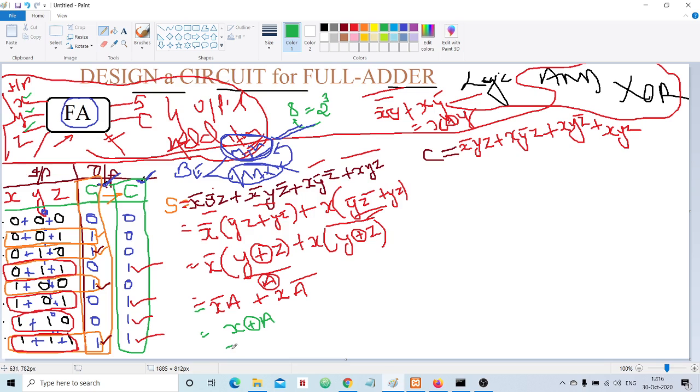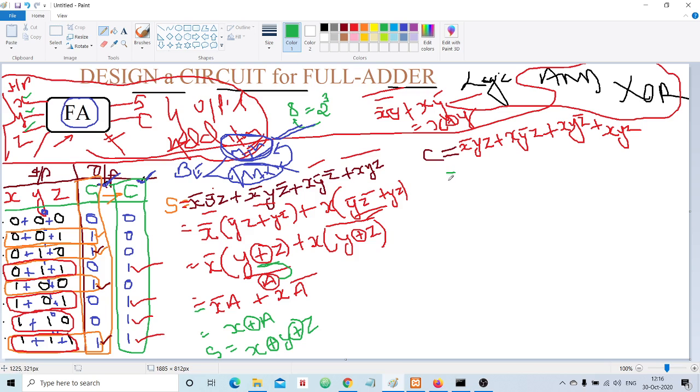Now in the next step you replace the A value, or substitute the value for A. x exclusive OR A is nothing but x exclusive OR y exclusive OR z. Clear? So this is the simplified Boolean expression for sum, right? Correct? Similarly, now we shall get a simplified expression for carry.